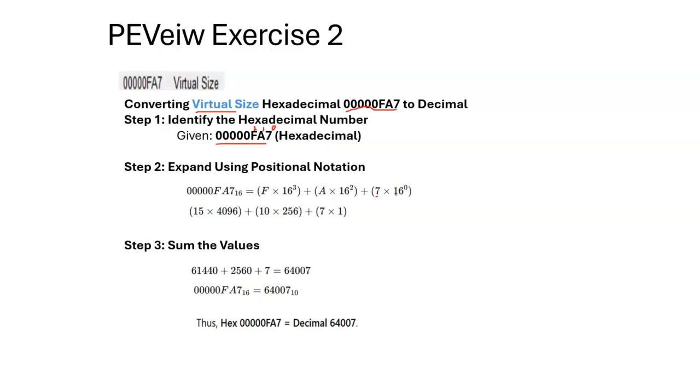So that means that we have 7 multiplied by 16, because hexadecimal is base 16, raised to power 0. Okay, so 16 raised to power 0 is 1. 1 times 7 is 7. So the whole of this is 7. Then we go to the next one.